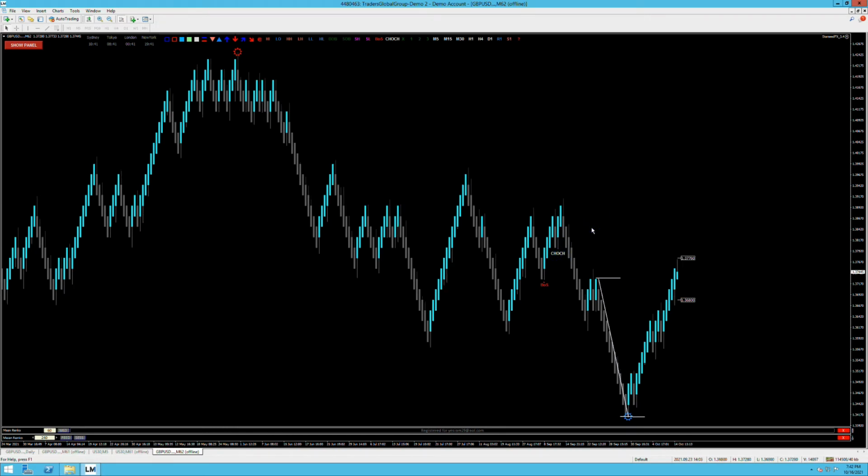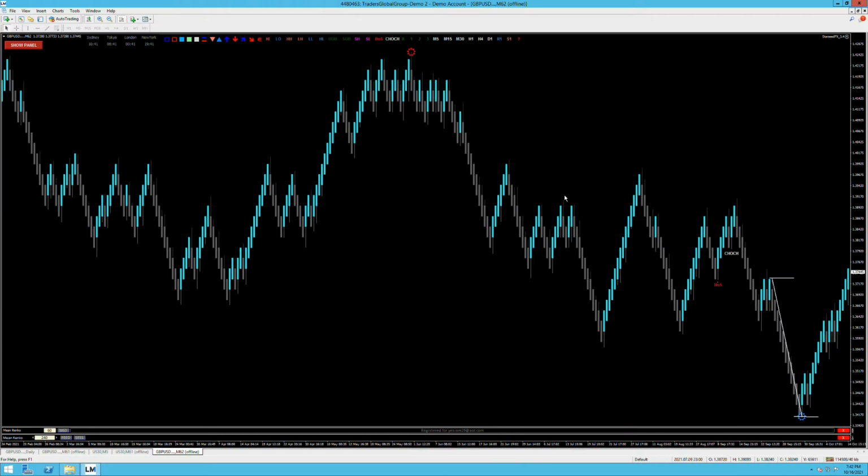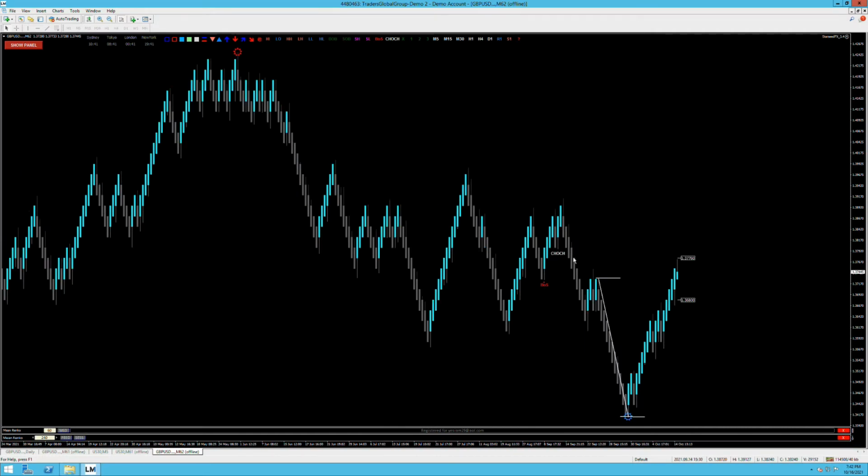So change of character and break of structure are similar but different. Change of character shows that the trend is changing, where a break of structure is a continuation of the trend. We see that price made pretty much a higher high, higher low, and higher high, but then it changed the structure and it broke.